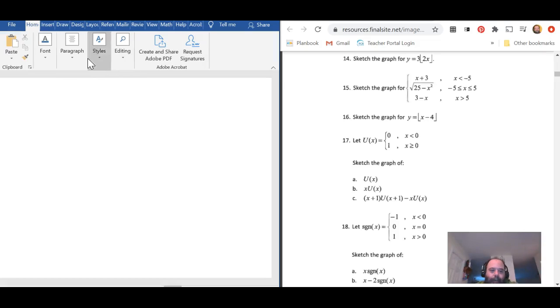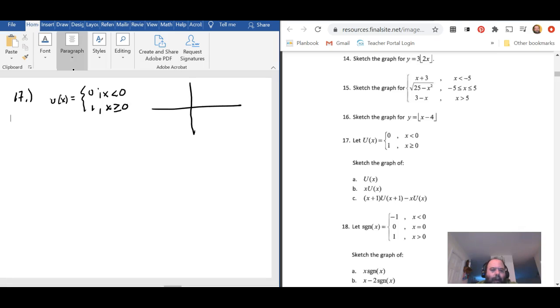All right, so we're looking at problem 17. This is pretty simple here. I have u of x being a piecewise function where it's 0 when x is less than 0, and the value of u of x is 1 when x is bigger or equal to 0. That's pretty straightforward. So, dividing line of the y-axis where x is 0, right? To the left, not including the axis, I am at 0. And to the right, including the axis, I'm at 1. So that one's pretty straightforward.